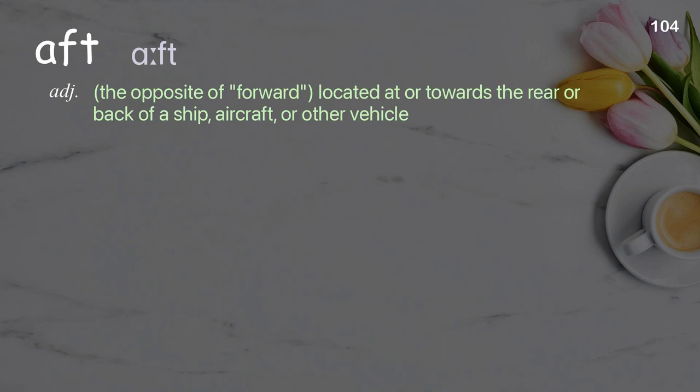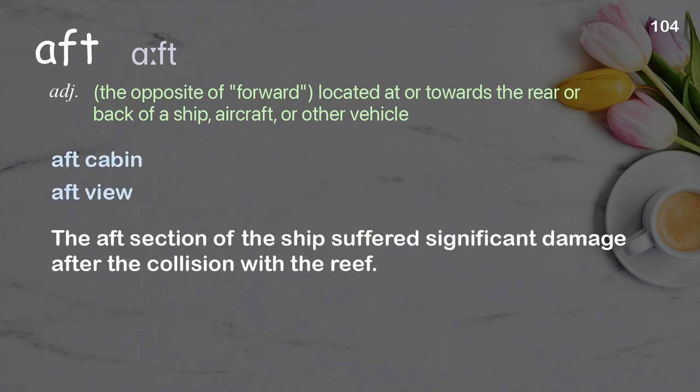Aft: the opposite of forward, located at or towards the rear or back of a ship, aircraft, or other vehicle. Examples: aft cabin, aft view. The aft section of the ship suffered significant damage after the collision with the reef.